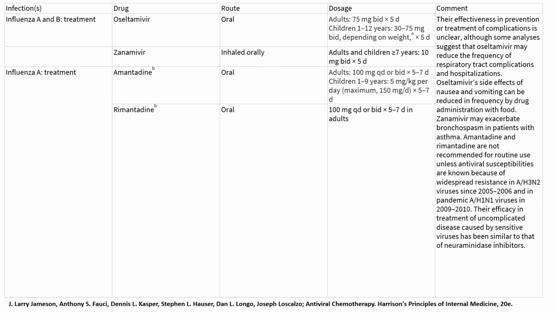Their effectiveness in prevention or treatment of complications is unclear, although some analysis suggests that oseltamivir may reduce the frequency of respiratory tract complications and hospitalization. Oseltamivir side effects, nausea and vomiting, can be reduced in frequency by drug administration with food. This is a very good pharmacokinetic advice. Zanamivir may exacerbate bronchospasm in patients with asthma, so take care. Amantadine and rimantadine are no longer recommended in some guidelines, as we have mentioned earlier, because of current resistance to these drugs. Not recommended for routine use unless antiviral susceptibilities are known.